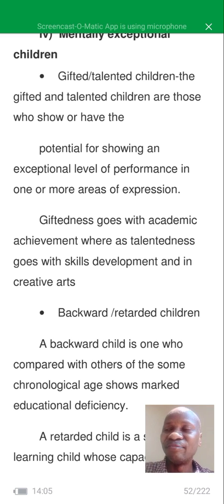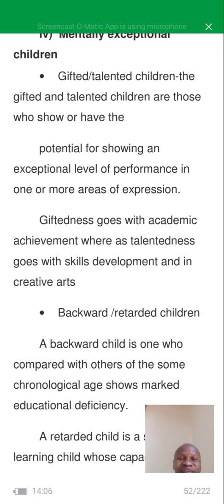Then we have what they call the mentally exceptional children. Who are these mentally exceptional children? These are gifted, talented children. This giftedness has different types. You find that there are some children who are academically gifted, and then there are some children who have skills in doing other things, like in sports, in art and so on.